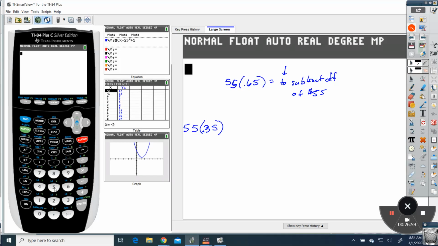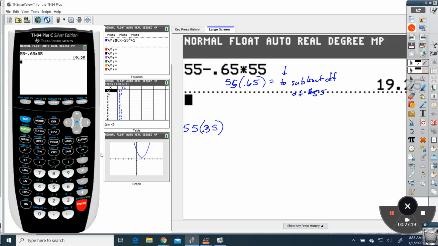So I'm going to go 55 minus 0.65 of 55. So that's this part up here. So 19.25. Or I could go 55 times 0.35. There we go. Apparently I forgot the 0.35, so it would just move over two places. So you get the idea on that.